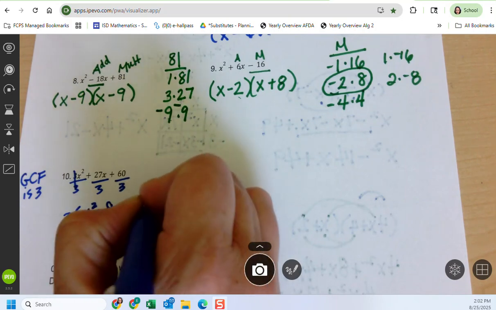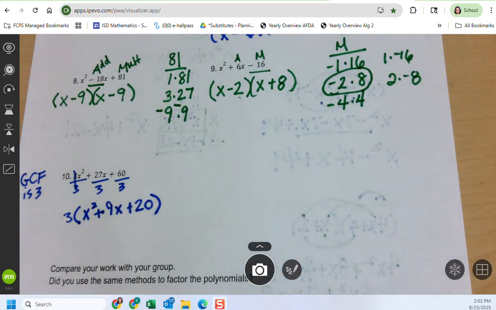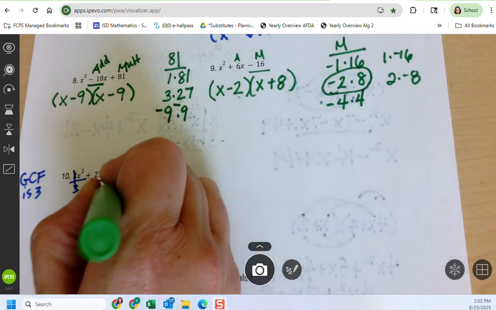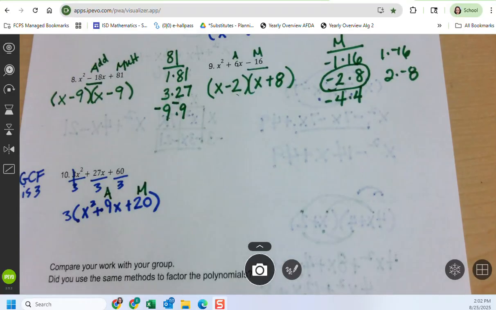Okay, when you divide everything by 3, this is what we're left with. And then you're going to do the simple trinomial. We have to figure out what multiplies to 20 and adds to 9. And I'm going to give you a few minutes to do that. Figure out what multiplies to 20 and adds to 9.